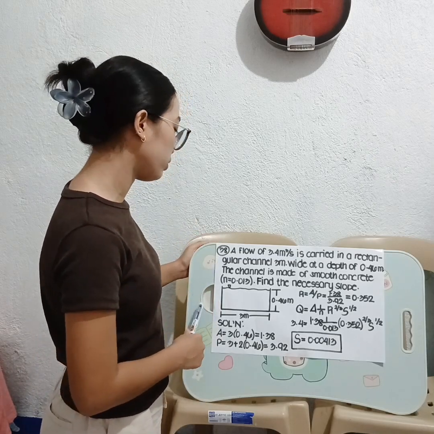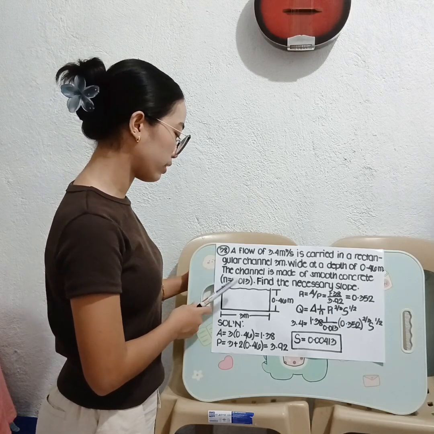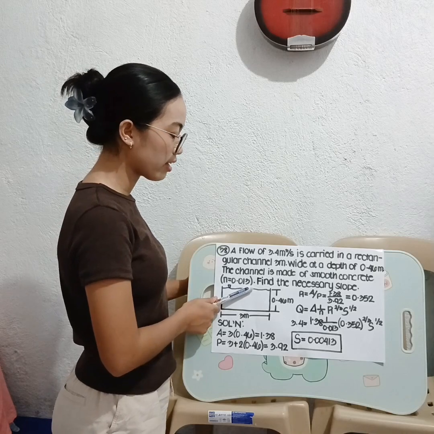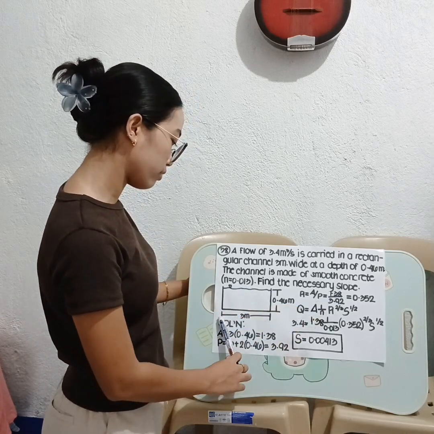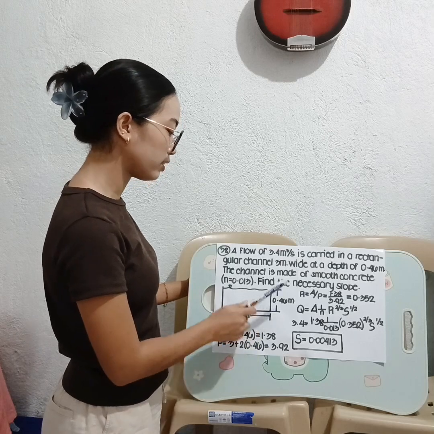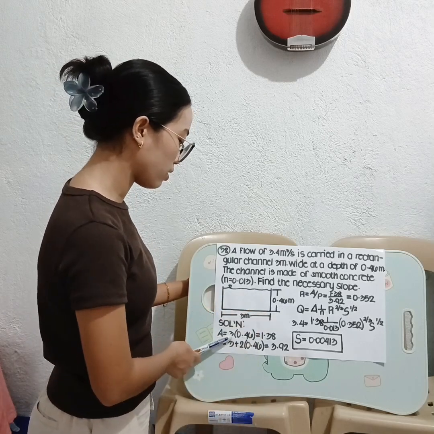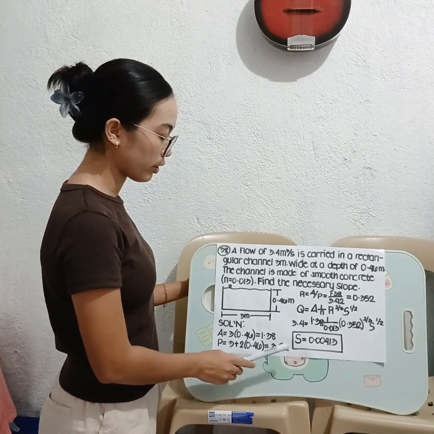A flow of 3.4 cubic meters per second is carried in a rectangular channel 3 meters wide at a depth of 0.46 meters. The channel is made of smooth concrete. Our roughness coefficient is 0.013. Find the necessary slope. Then we have our base of 3 meters, our depth is 0.46 meters. So our area is equal to 3 times 0.46 equals 1.38.